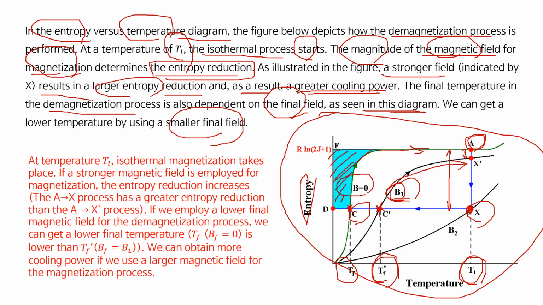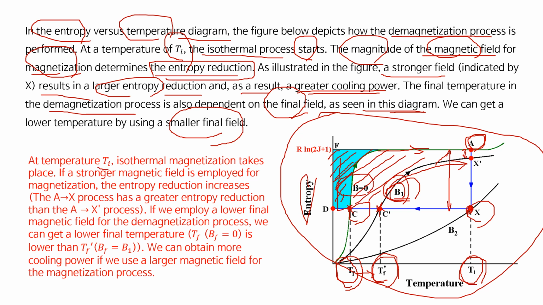So we have more cooling power. This area represents cooling power. So if you use the lower demagnetization field, then we can have the lower final temperature, but cooling power is less. However, if we use a little higher demagnetization final magnetic field, then you can have a slightly higher temperature, but cooling power will be larger. Okay.